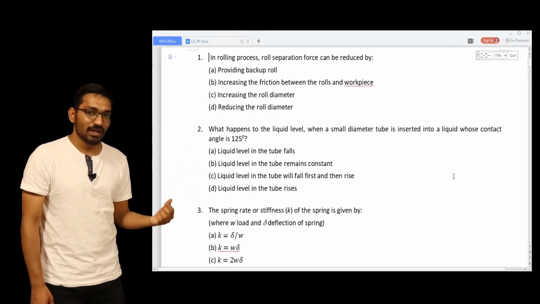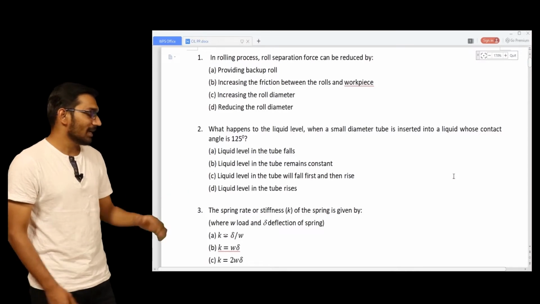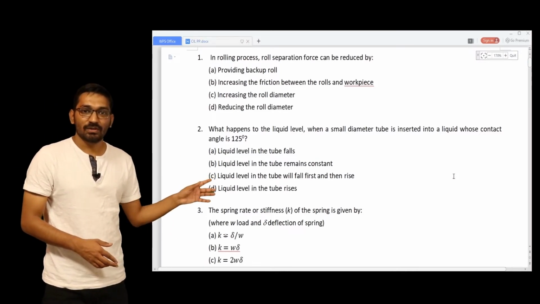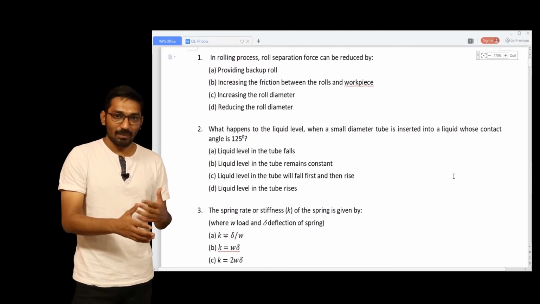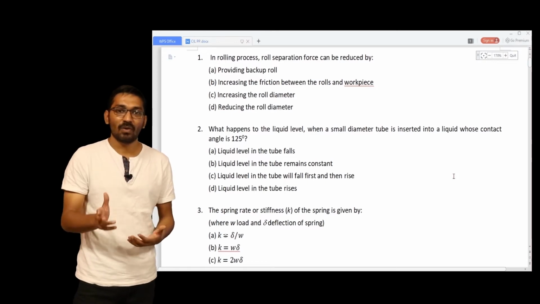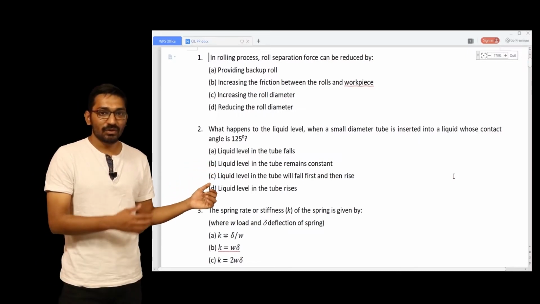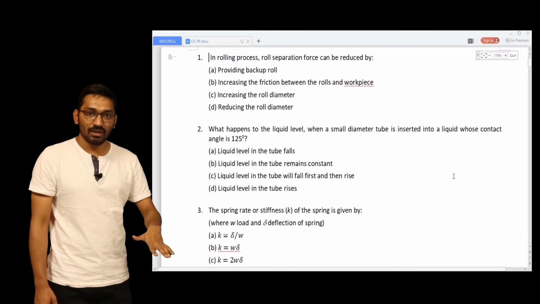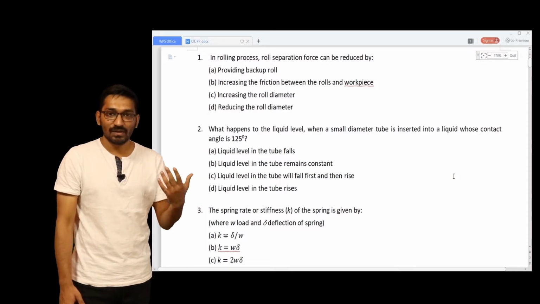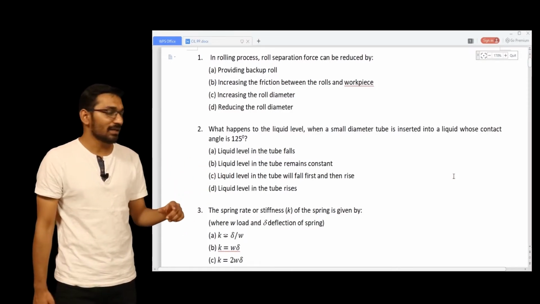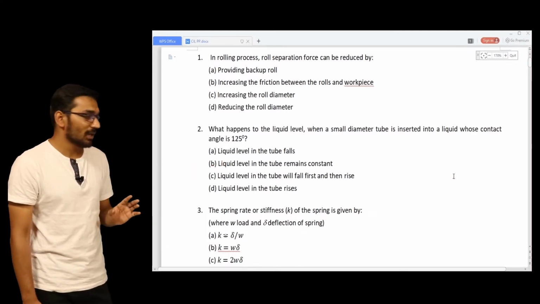Next question is, what happens to the liquid level when a small diameter tube is inserted into the liquid whose contact angle is 125 degree? Right, this is a question on capillarity in your fluid mechanics, and you know that the formula of capillarity rise or capillarity fall will be 4 sigma cos theta divided by rho g d, right? So if the contact angle is greater than 90 degree, in this case your liquid level will fall. If the angle of contact is less than 90 degree, then liquid level in the tube will increase. If the angle is more than 90 degree, then your liquid level will fall. So the option will be A, that is liquid level in the tube will fall.